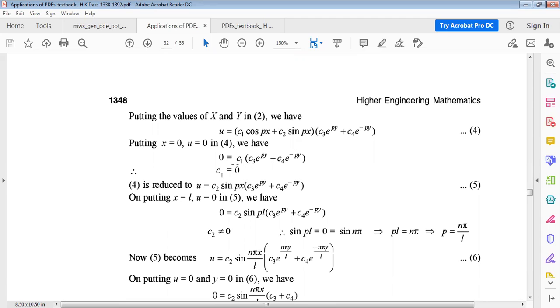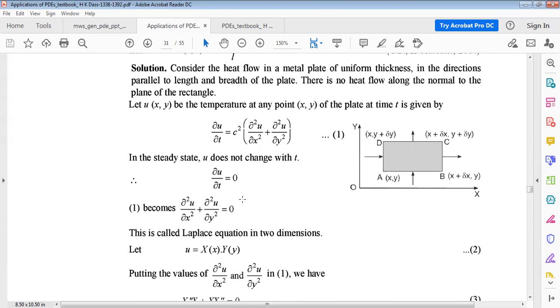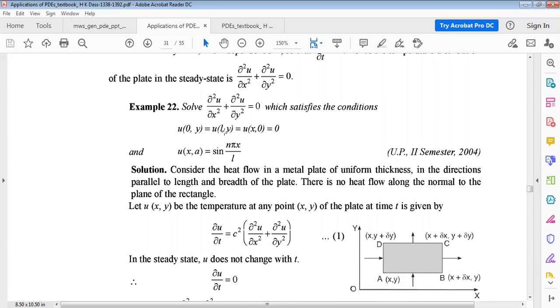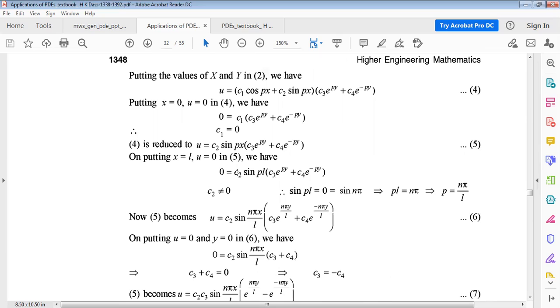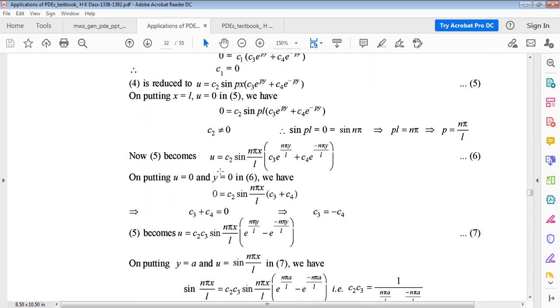Again equation 4 reduces to c2 into this after putting c1 equals 0. Now on putting x equals L, u equals 0, by using the same condition, we get c2 does not equal 0. Since c2 does not equal 0, sin pL equals 0, equal to sin n pi, same as the previous example. So p equals n pi by L. Now from 5, putting the value of p, u equals this.